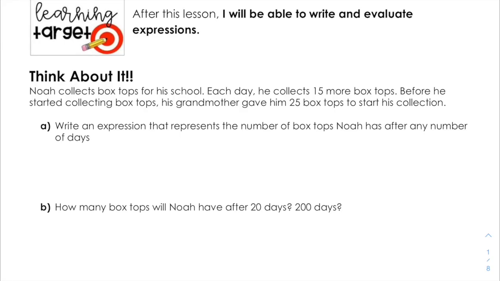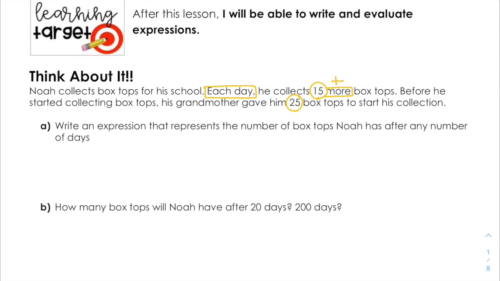So let's start with marking up the text. It says he collects 15 more box tops, and he does that each day. So he's collecting 15 each day. Okay, and then it's 15 more. We're going to be adding that to however much he has to start with. And we know that he has 25 box tops to start his collection.